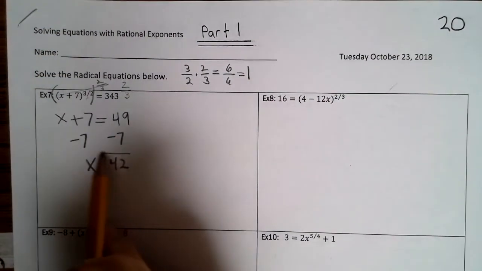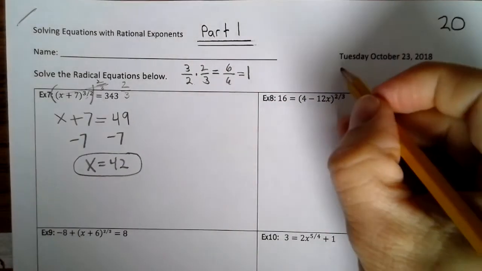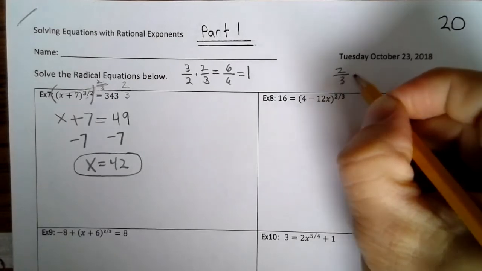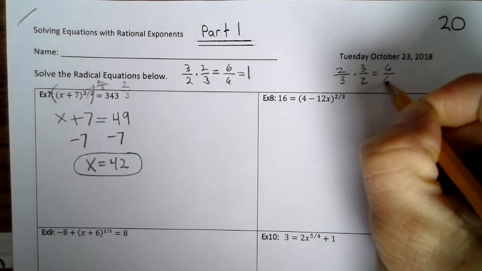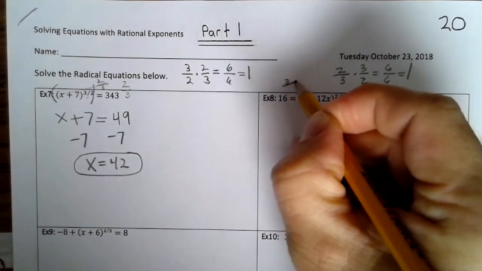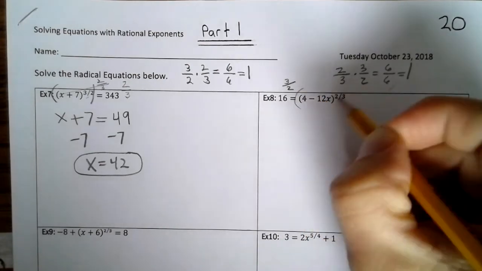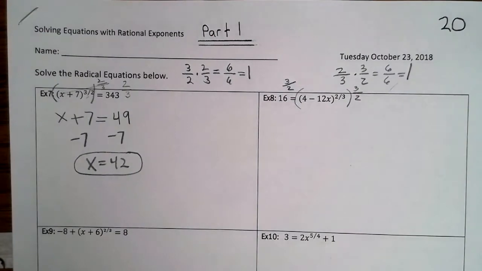In essence, same thing, except here we have 2/3. So we need to multiply it by 3/2 because then that will become 6/6, which is 1. So we need to raise both of these to the 3/2. Well, 16 raised to the 3 divided by 2 is 64. And then this becomes the power of 1.